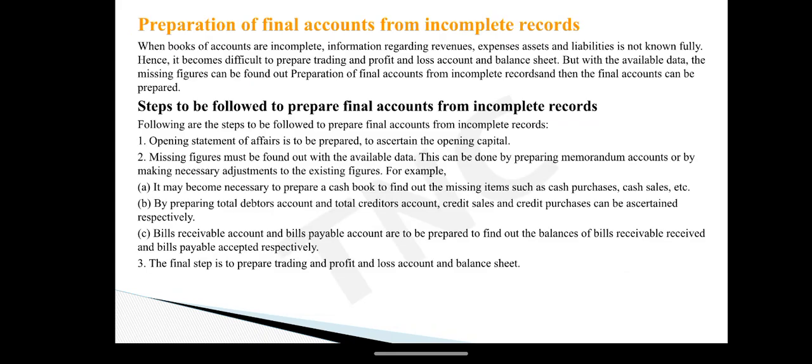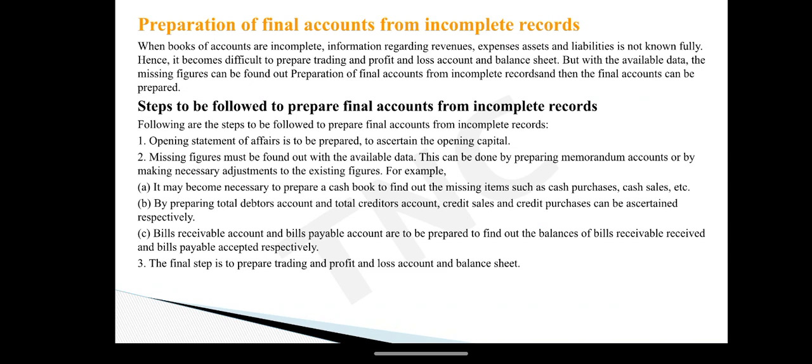Preparation of final accounts from incomplete records. When books of accounts are incomplete, information regarding revenues, expenses, assets, and liabilities is not known fully. Steps to be followed to prepare final accounts from incomplete records: Opening statement of affairs is to be prepared to ascertain the opening capital. Missing figures must be found out with the available data. This can be done by preparing memorandum accounts or by making necessary adjustments to the existing figures.